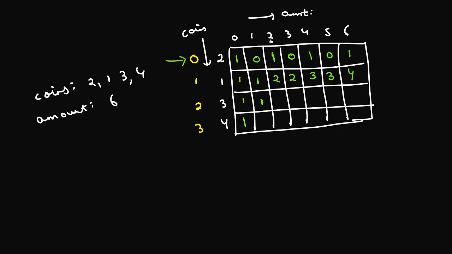Now again, I have to make an amount of 2. And can I use this coin of denomination 3? No, not at all. So what I'll do is I'll just copy the value from top to here, which is 2. Now I have to make an amount of 3, and now I can use this coin.